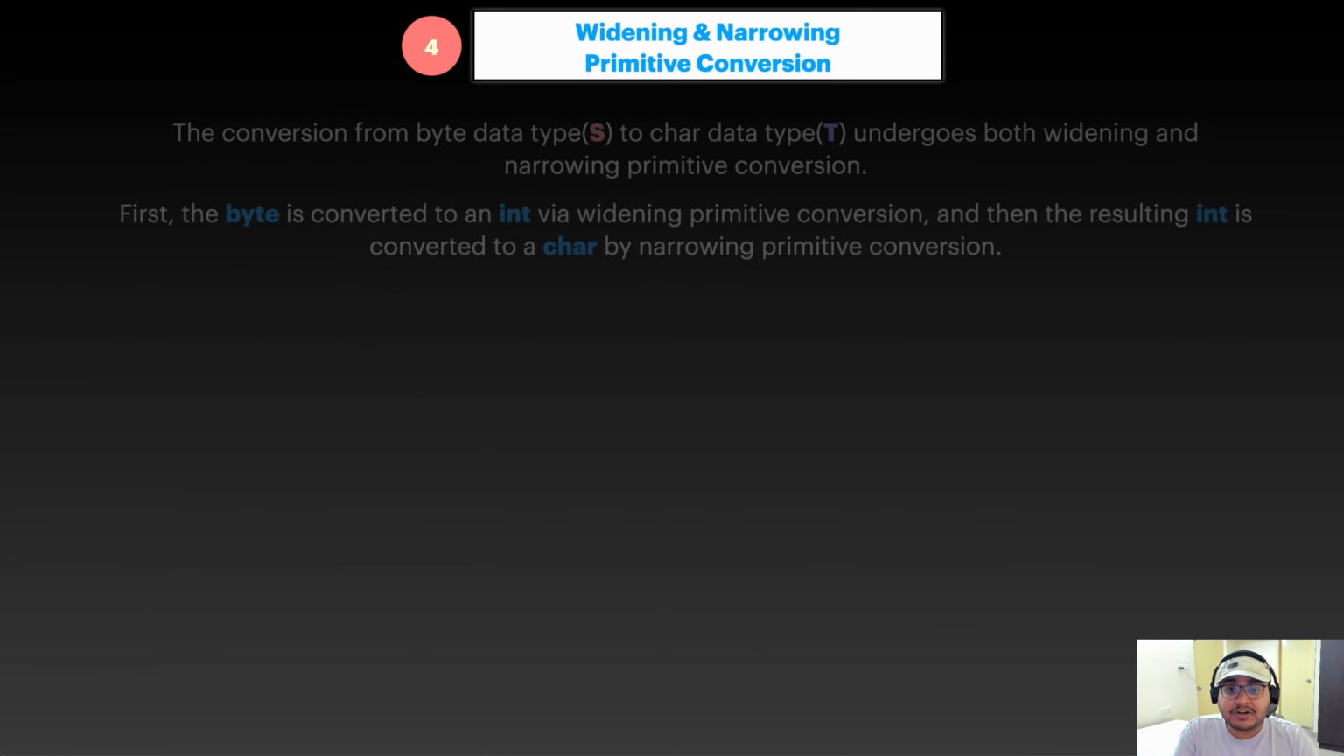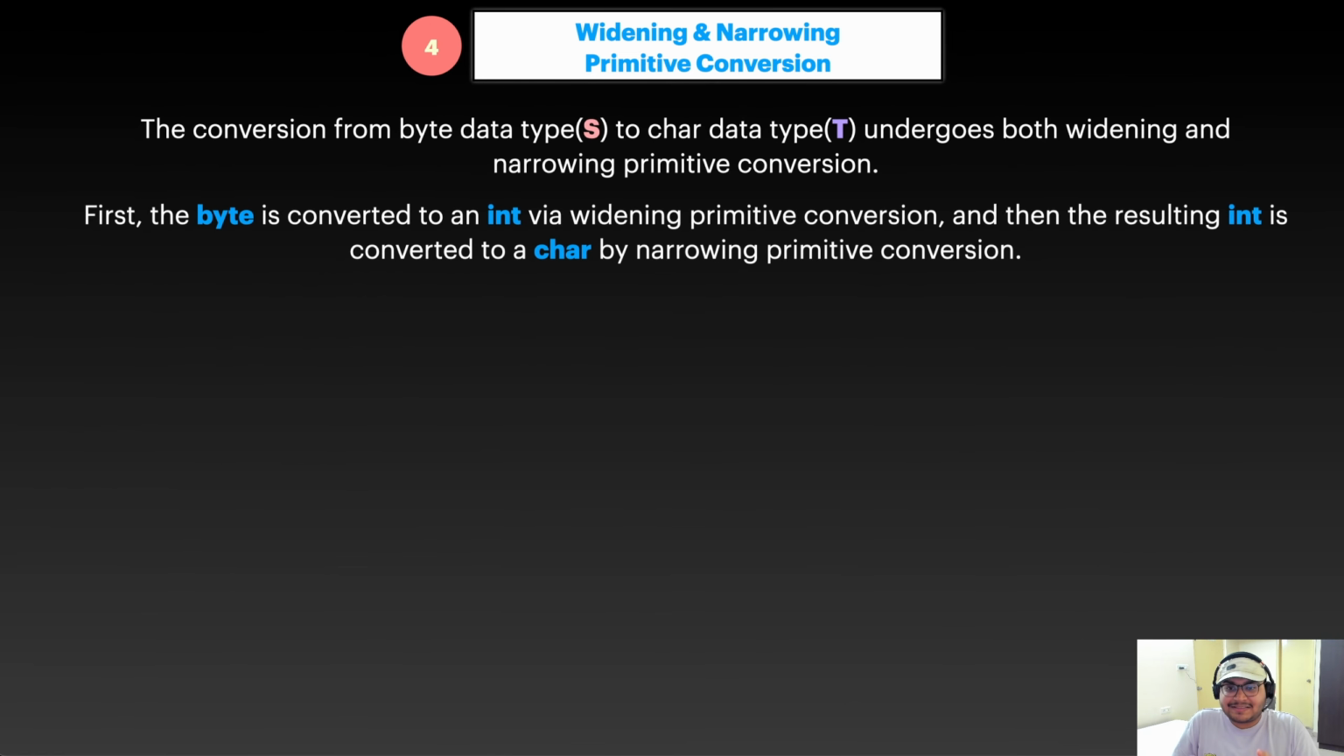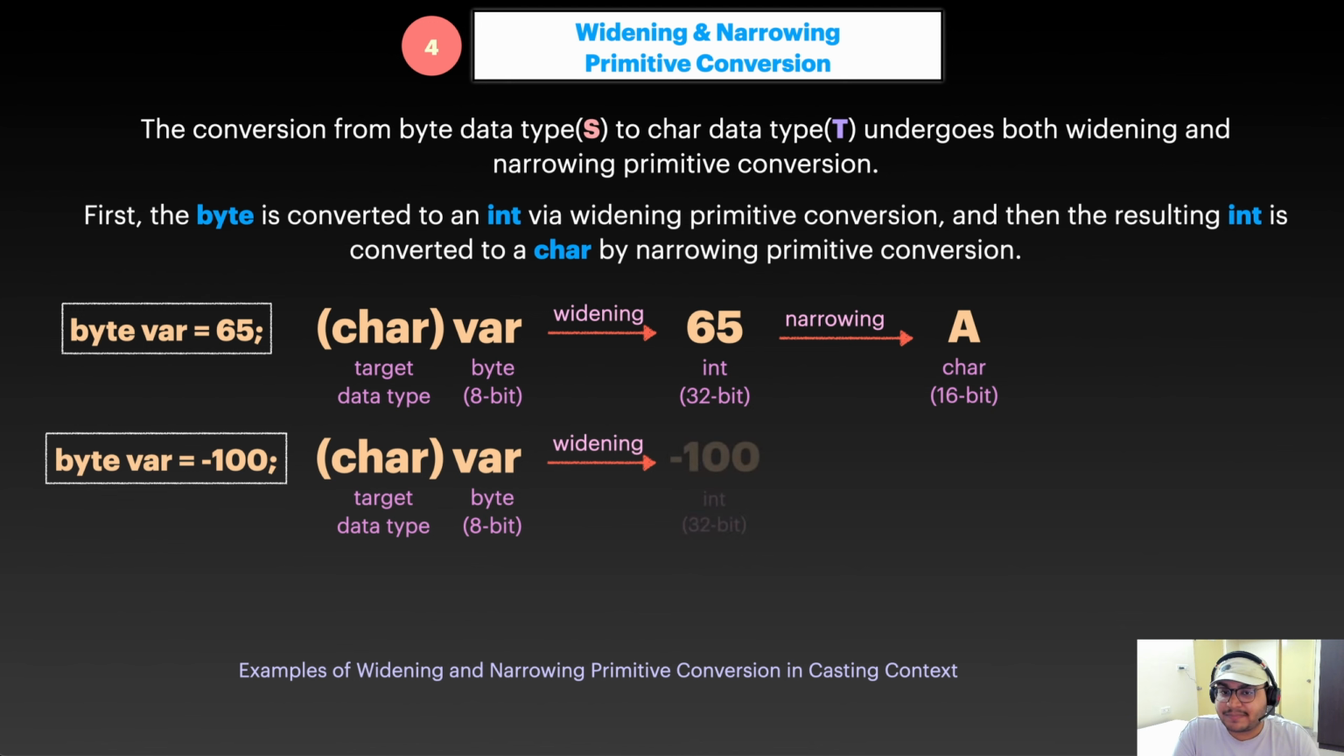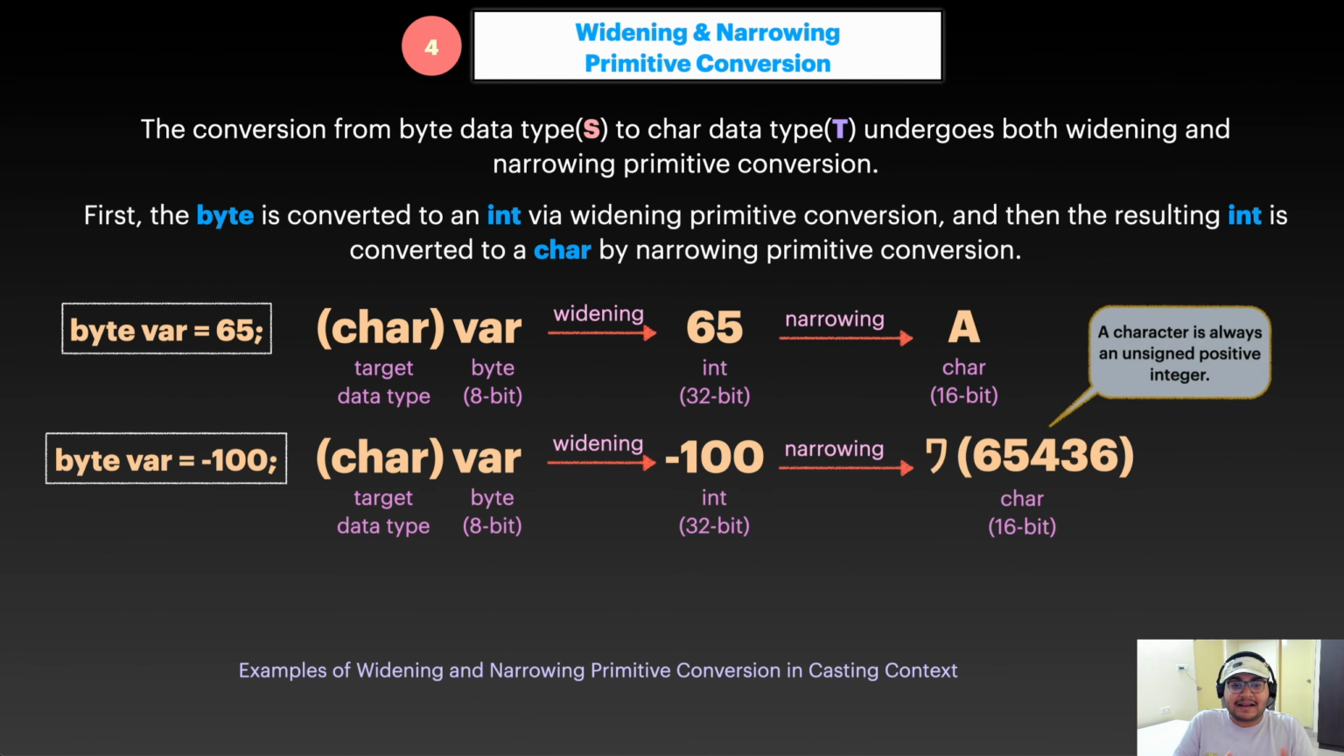In Java, converting a byte to char first widens the byte type to the integer data type and then narrows it down again to char, which is quite an uncommon process. For instance, when a byte variable var storing 65 is cast to the char data type, it first becomes an integer and then narrows down to return the Unicode value A again. However, if var holds minus 100, let's say, casting it to char results in the Unicode value at 65436, as characters are always positive and the sign is discarded during the narrowing down from int to the char data type.